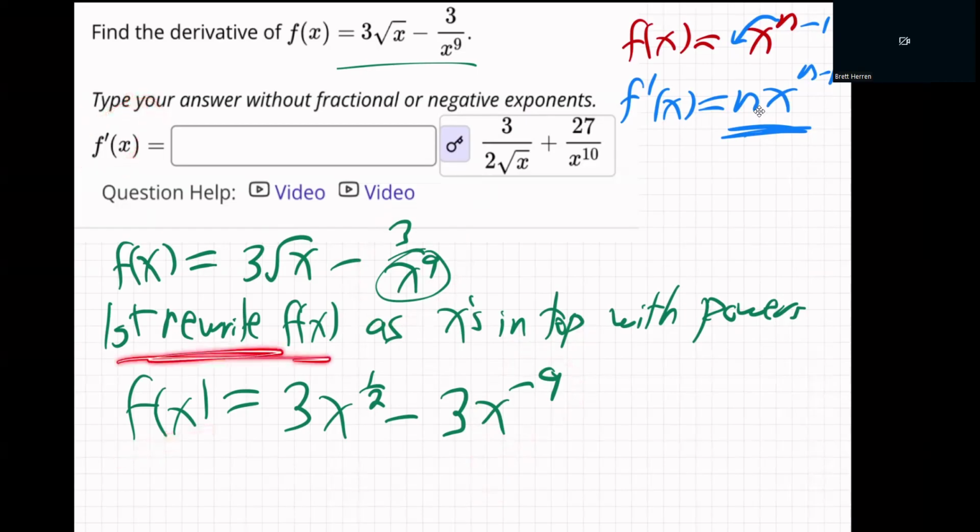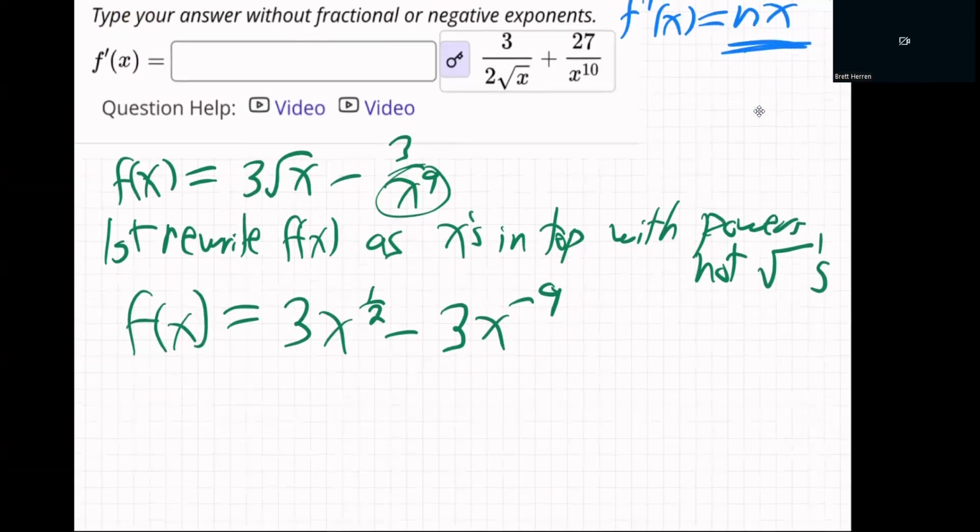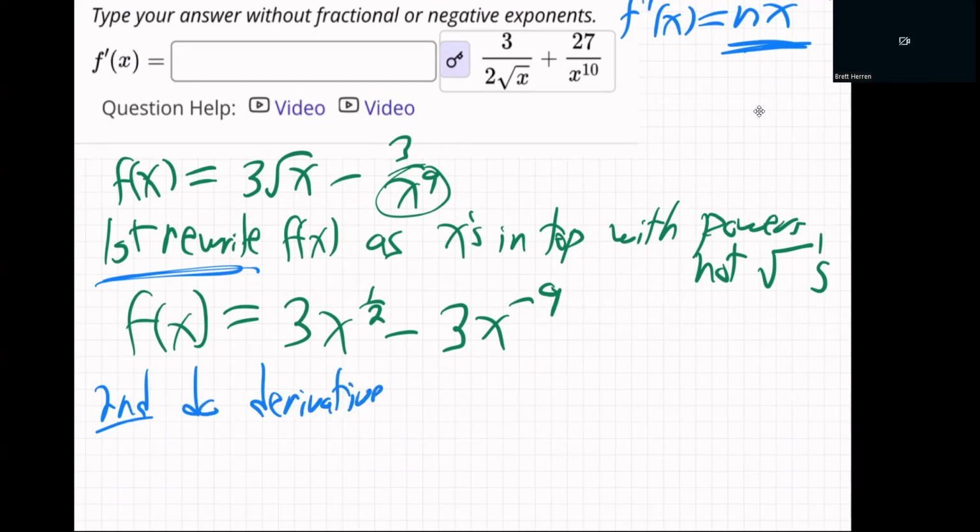My first step is just rewriting so that the x's are in the top, not the denominator, and they have powers, not roots. Right? First step is a rewriting. Get it ready to go. Now that it's ready to go, second step, do the derivative power rule. Now that you have powers, that rule right there.